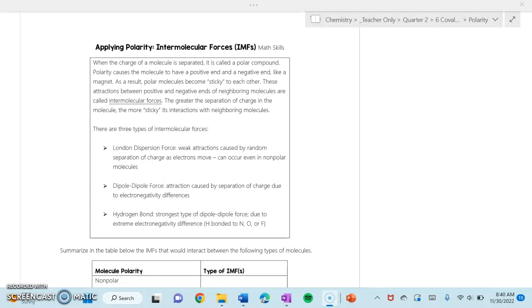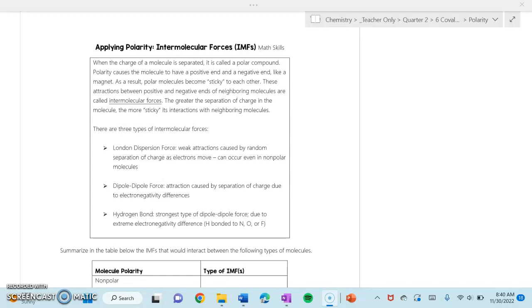because the electrons are just moving on their own, not so much because of the electronegativity of the atoms involved. A dipole-dipole force is an attraction caused by the separation of charge due to electronegativity differences. This happens when you have a dipole, right? A difference in electronegativity, so you have a separation of charge caused from that bond dipole, where one atom is stronger than another, and you'll have a constant separation of charge. So that's going to be a stronger force of attraction between molecules, because it's like a permanent magnet.